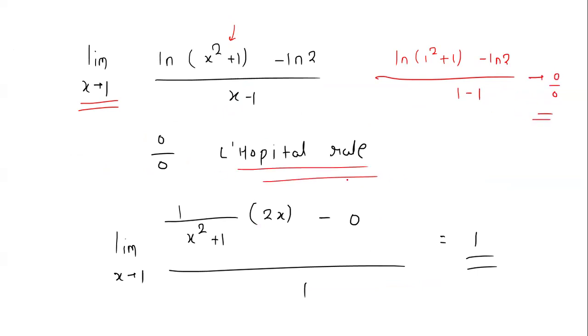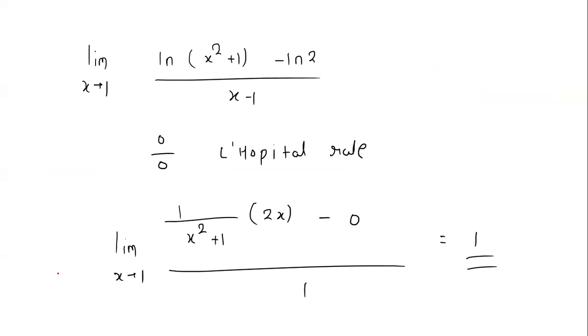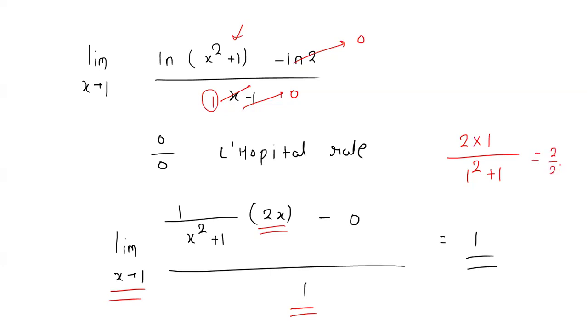So you can apply the L'Hopital rule, and here the variable is x, so you have to differentiate with respect to x. So if you differentiate, this thing's differentiation is 1 divided by x square plus 1, and x square plus 1's differentiation is this 2x. This differentiation is 0, this differentiation is 1, and this differentiation is 0. So we have this. Now if you put x tending to 1, means x is equal to 1, it will become like this, which is 2 by 2, which is 1.